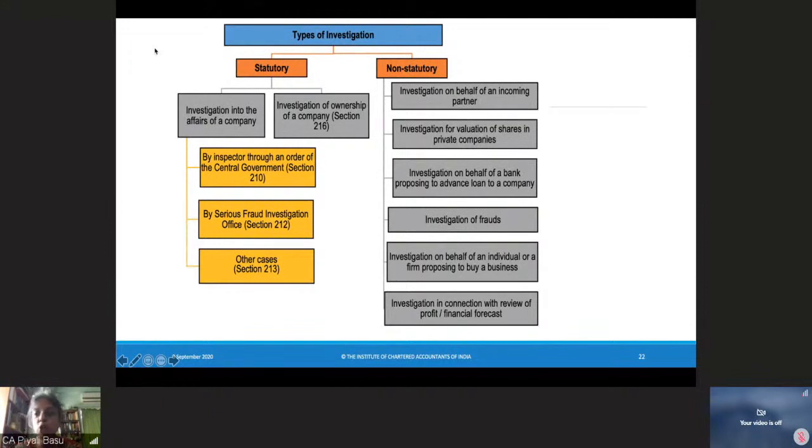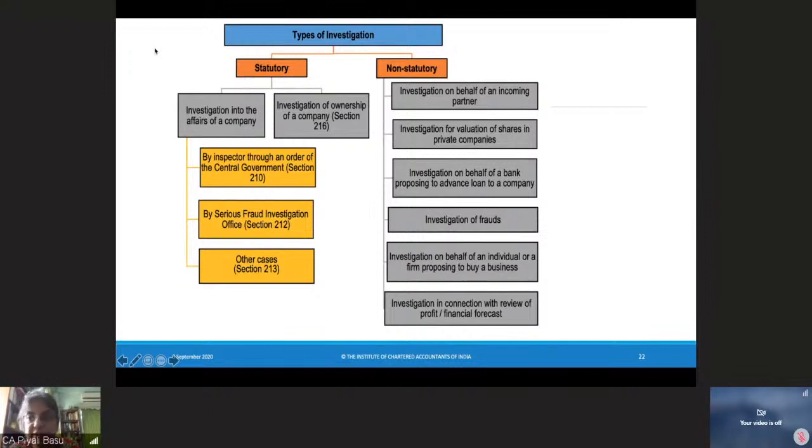Investigation into the affairs. There are two things. Please remember this. This chart is very important for question and answer. So one is statutory, one is non-statutory. In statutory, there are two parts. One is you are looking into the affairs of the company. And in another, you are looking into the ownership of the company. Two very distinct types. Please remember this, for your theory paper as well as for your MCQs. This could be the thin line between getting it wrong and right.